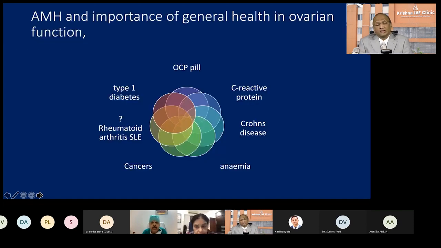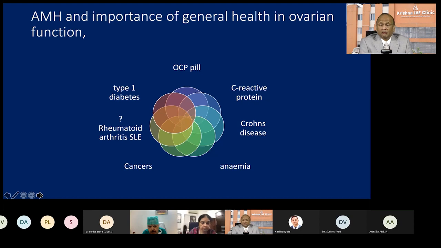The other area of importance which I wanted to highlight is, sometimes we see an AMH value which is a couple of months old, and then the woman has been on an oral contraceptive pill, and then we start the dosage based on the AMH value, and then we cut a sorry face that we did not get an adequate number of oocytes.